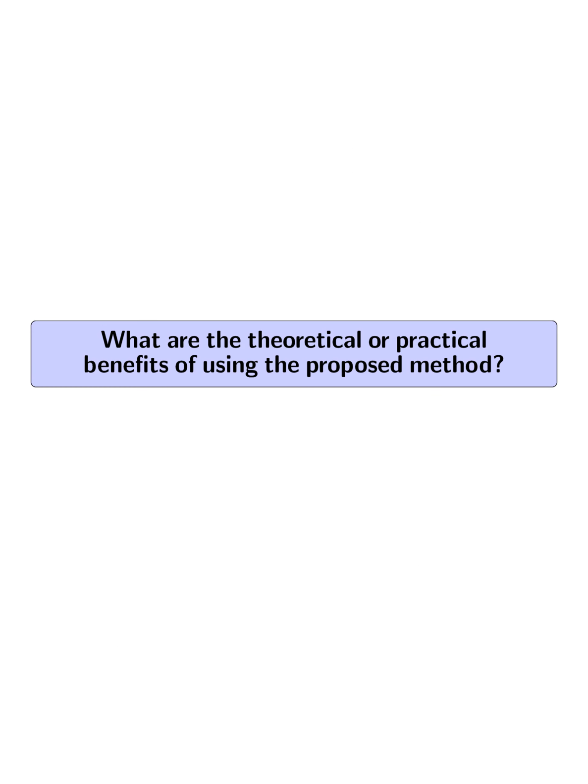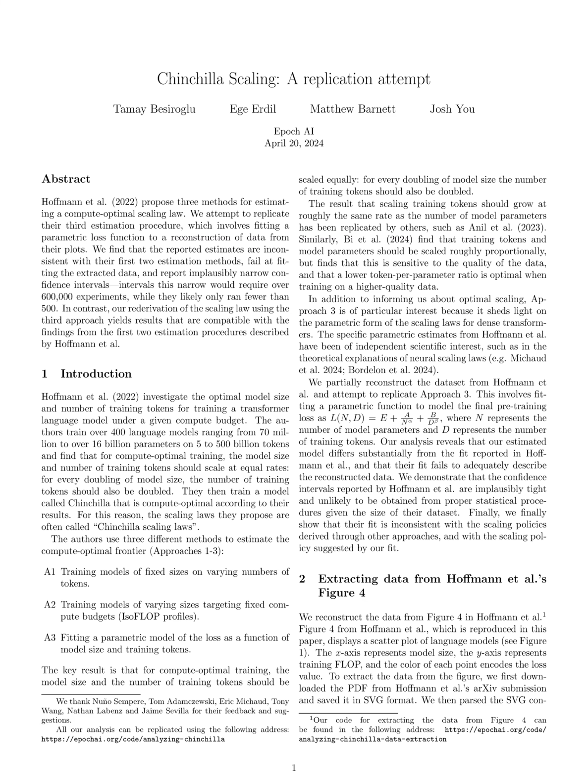What are the theoretical or practical benefits of using the proposed method? The theoretical and practical benefits of using the proposed method lie in the accurate determination of optimal model size and number of training tokens for training a transformer language model within a given compute budget. The method, known as the Chinchilla Scaling laws, establishes that for compute optimal training, the model size and number of training tokens should scale at equal rates. For every doubling of model size, the number of training tokens should also be doubled.